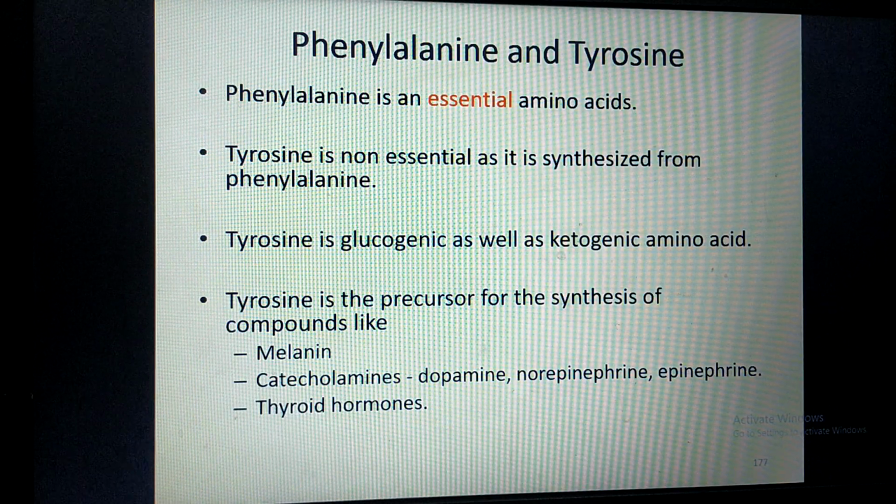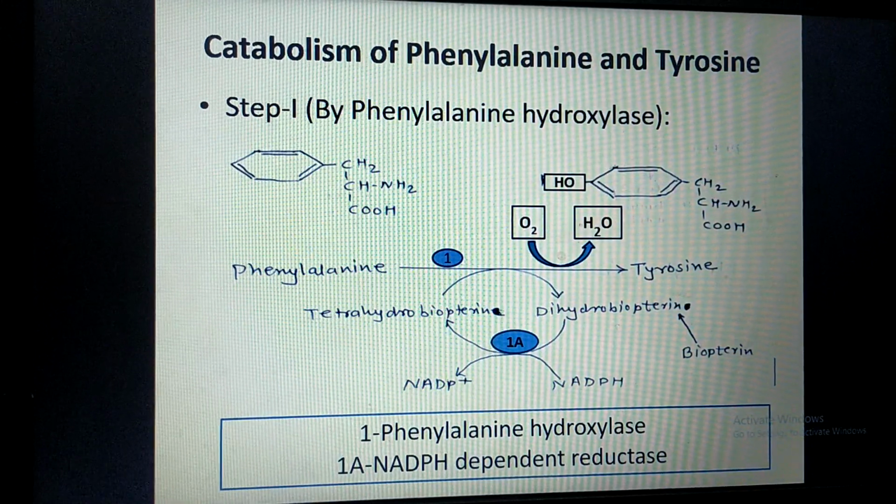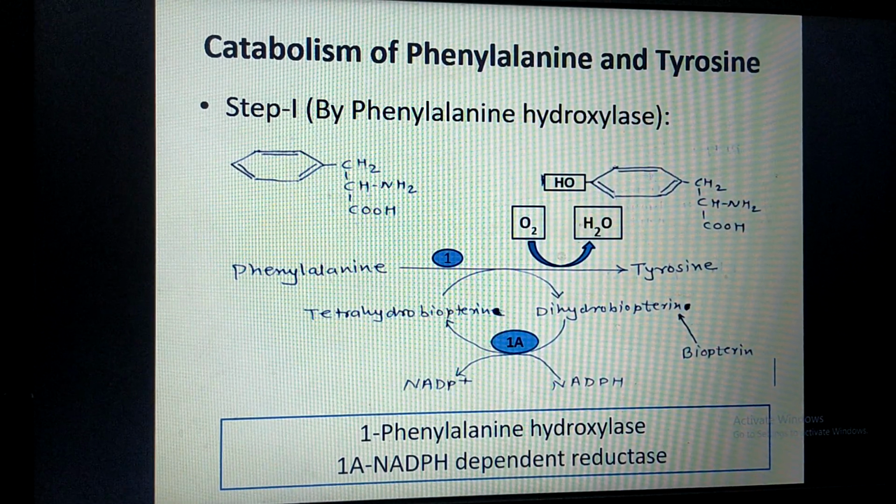Tyrosine is also a precursor for various important compounds in the body like melanin, catecholamines like dopamine, norepinephrine, epinephrine, and thyroid hormones. So we'll see catabolism of phenylalanine and tyrosine. Or you can also see synthesis of tyrosine here.